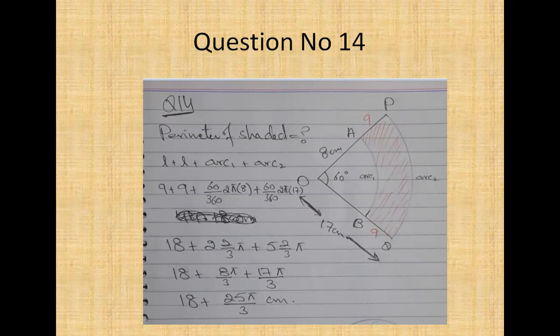So this is how you will do question number 14. This shaded region, they were asking us to find the perimeter of it. So the perimeter is this arc and this straight line, which is 8, and this straight line, which is 8.